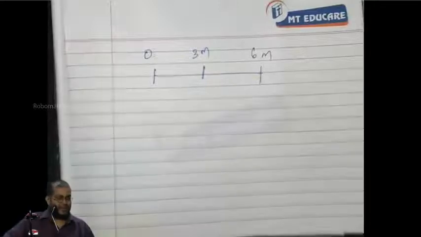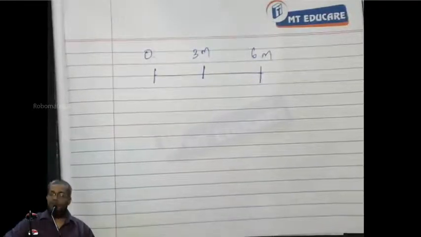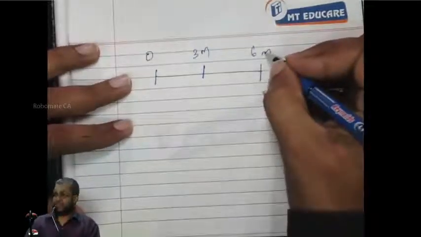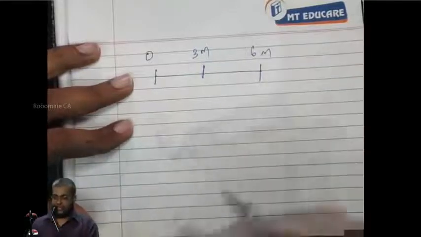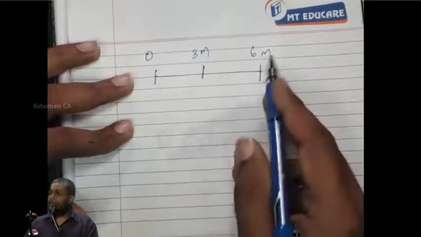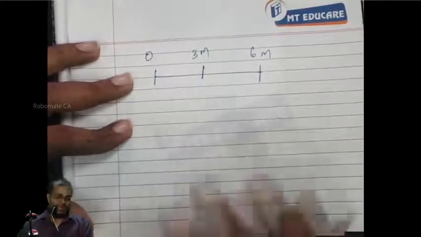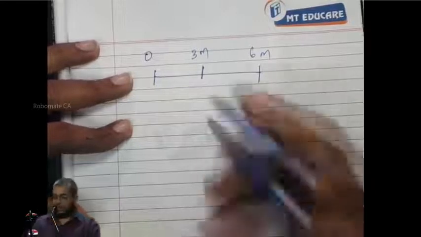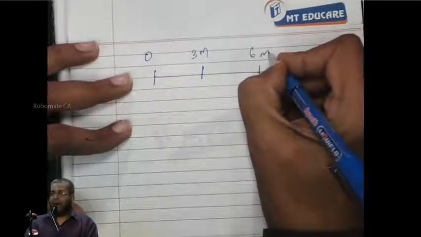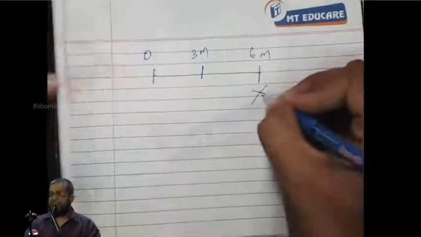See, a person has purchased a call option with a maturity period of 6 months. What is the meaning of that? He has got the right to buy the share. Suppose I bought a call option on TCS shares with a maturity of 6 months. He has the right to buy the TCS shares after 6 months, at what price? The strike price.